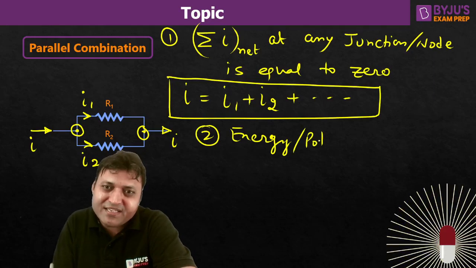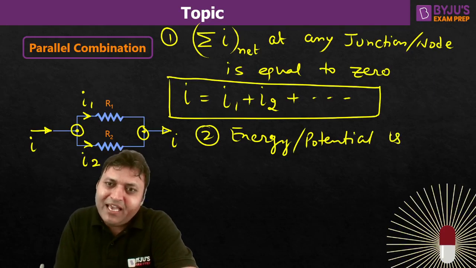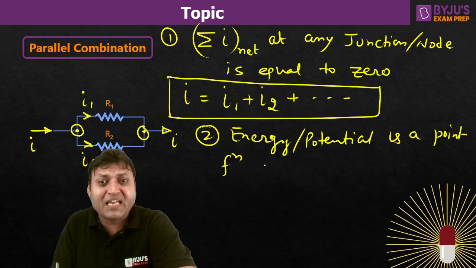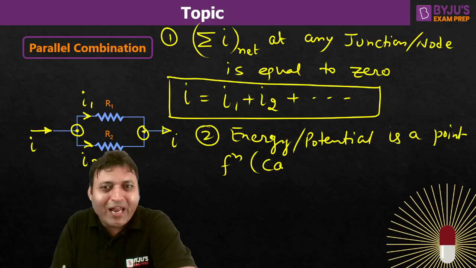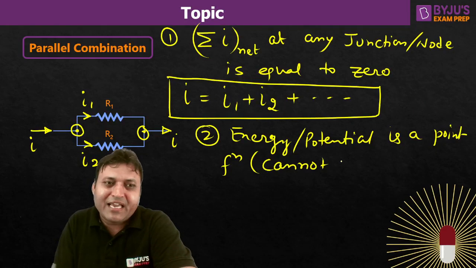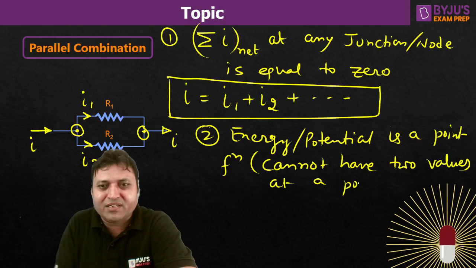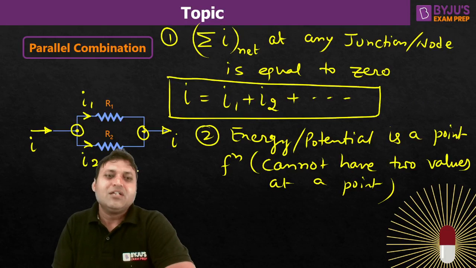Energy or potential is a point function. What does that mean? If something is a point function, it cannot have two values at a particular point. Cannot have two values at a point. Right? What does that mean?